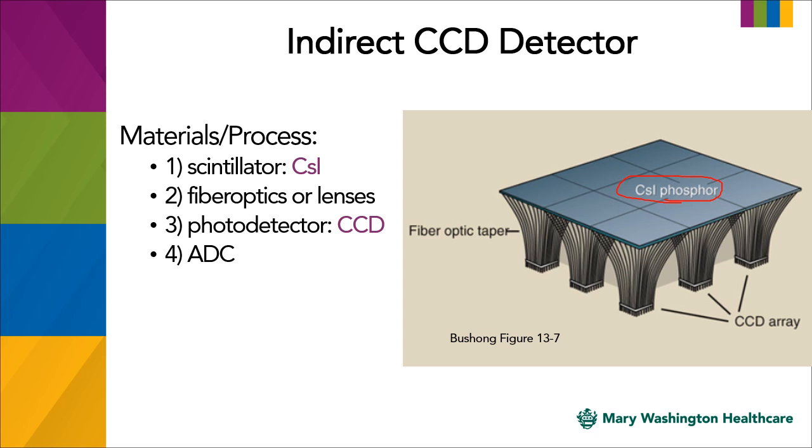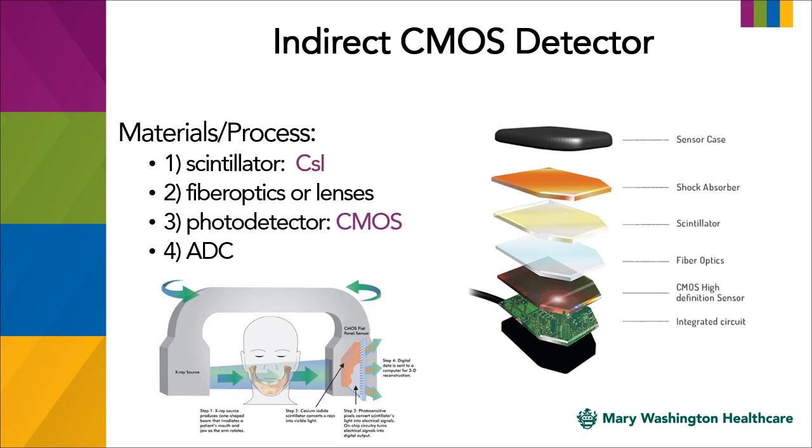Then we have the fiber optics, which is the fiber optic tape that they're showing, and then the CCD down below. So the CCD is going to convert light to an electronic signal, and then we have the ADC. In the indirect CMOS detector, which is used in dental hygiene, we're going to use a scintillator again, which is cesium iodide. We've got the fiber optics again, and then we have CMOS. And CMOS is going to convert that light to an electronic signal.